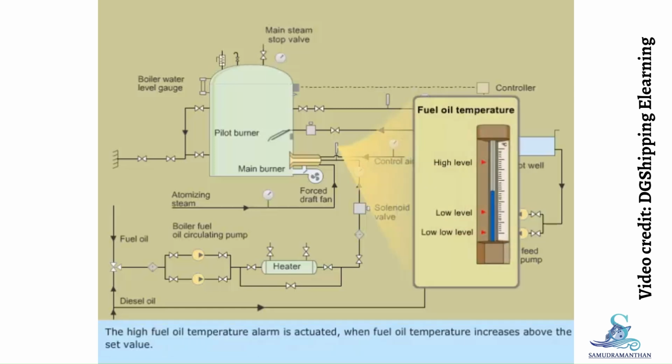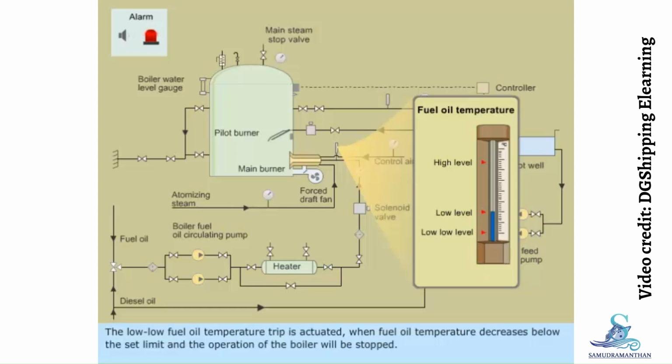The high fuel oil temperature alarm is actuated when fuel oil temperature increases above the set value. The low fuel oil temperature alarm is actuated when the fuel oil temperature decreases below the set value. The low fuel oil temperature trip is actuated when fuel oil temperature decreases below the set limit and the operation of the boiler will be stopped.